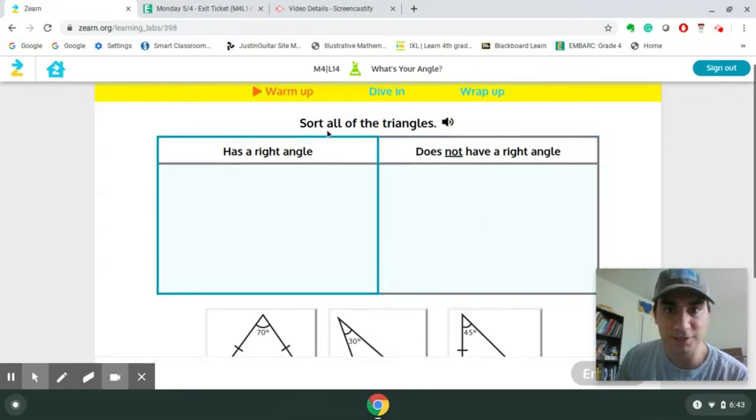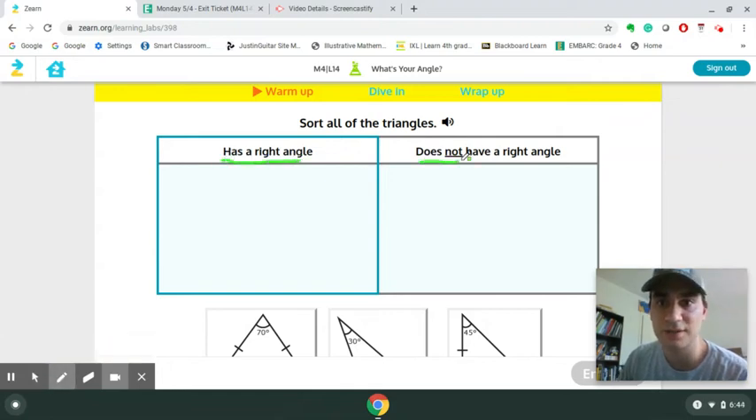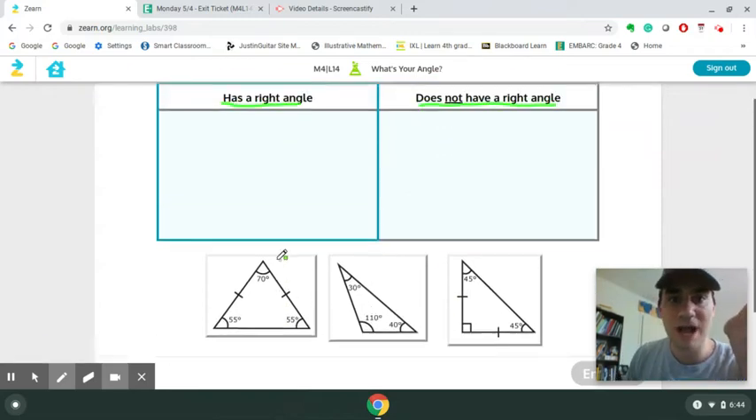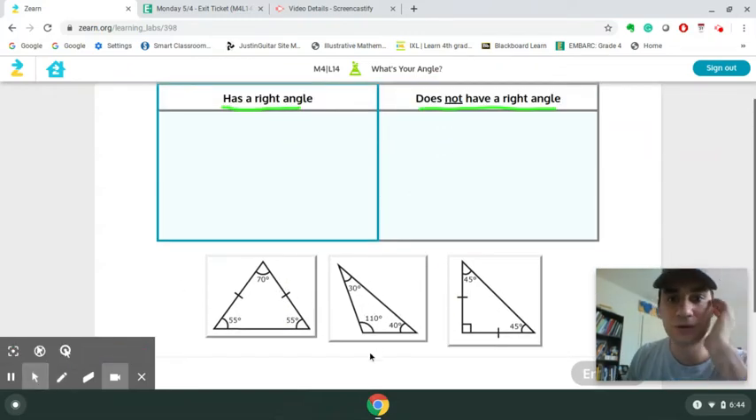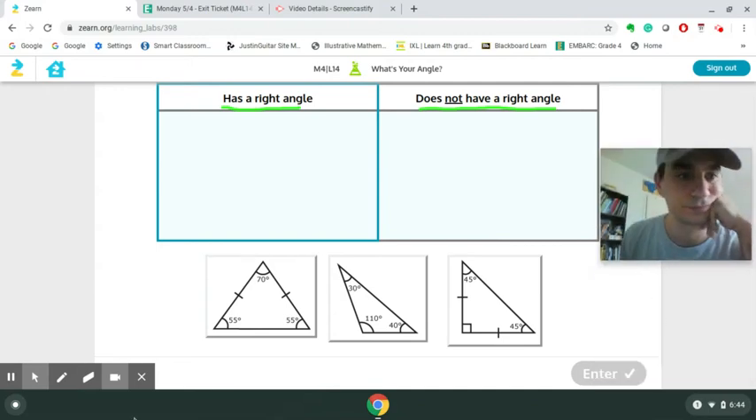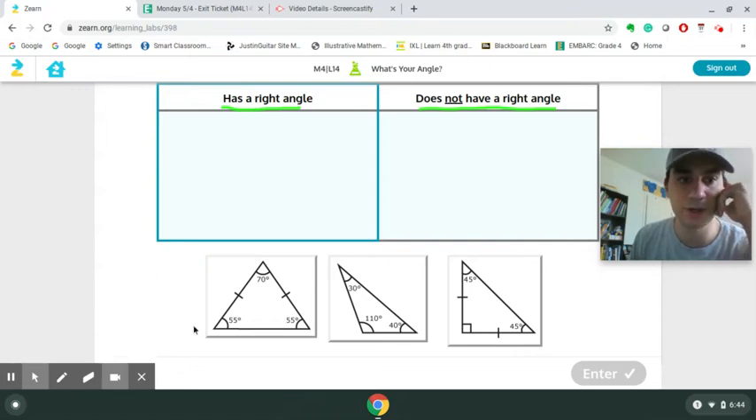So we're going to start by sorting a few of these triangles. Our 2 categories: triangles that have right angles and triangles that do not have right angles. So I want you to drop these into the correct category, press enter, and see if you're correct. Okay, if you didn't pause the video, make sure you pause it now. I'm going to go through it and show you guys where these go.